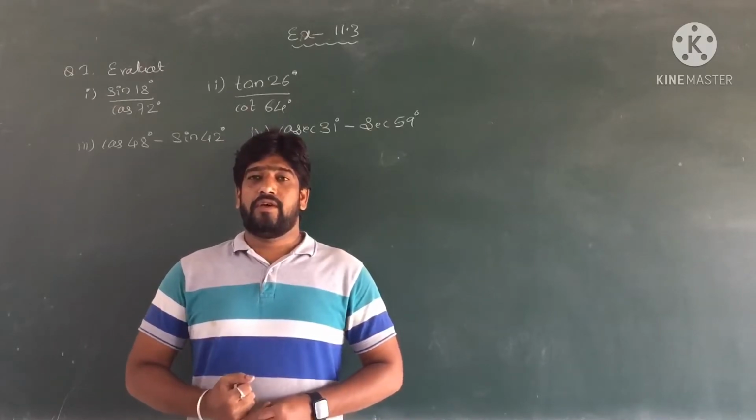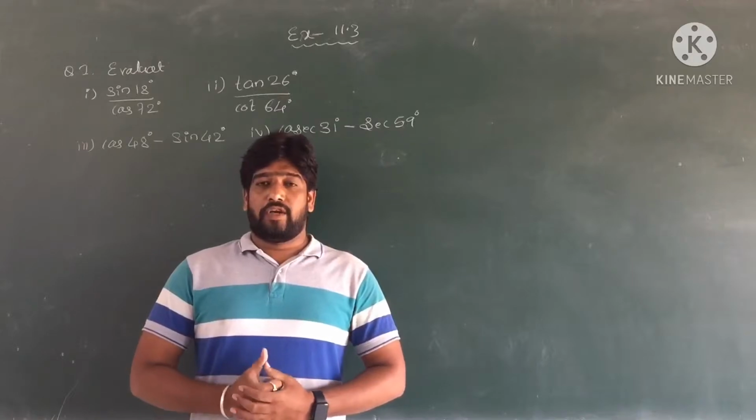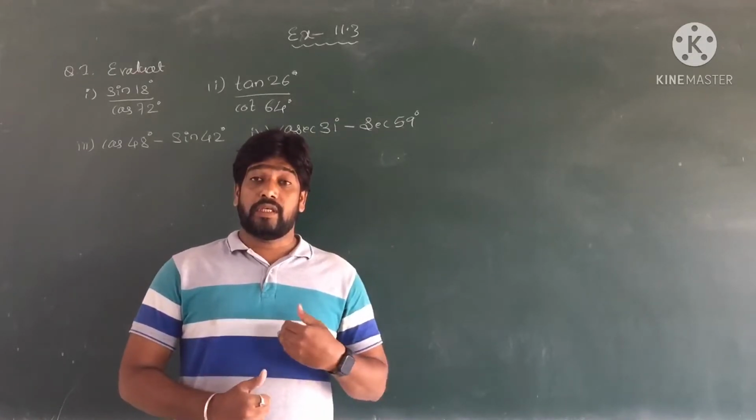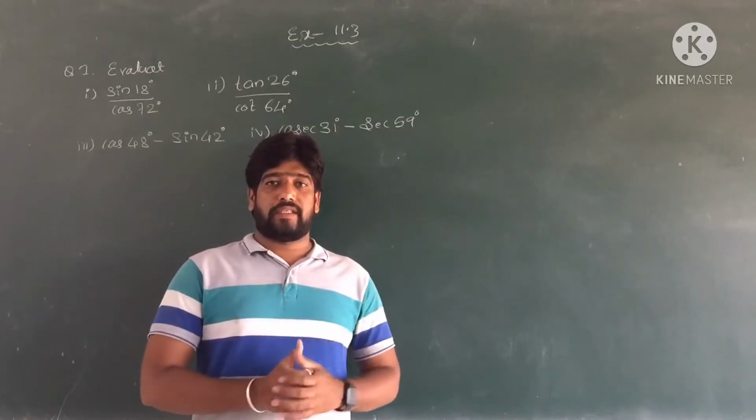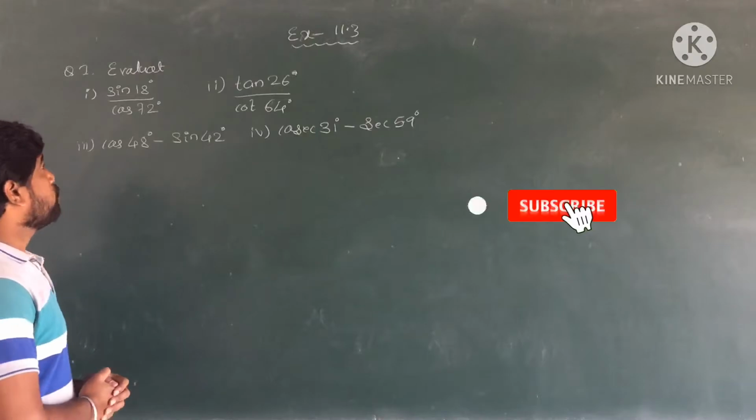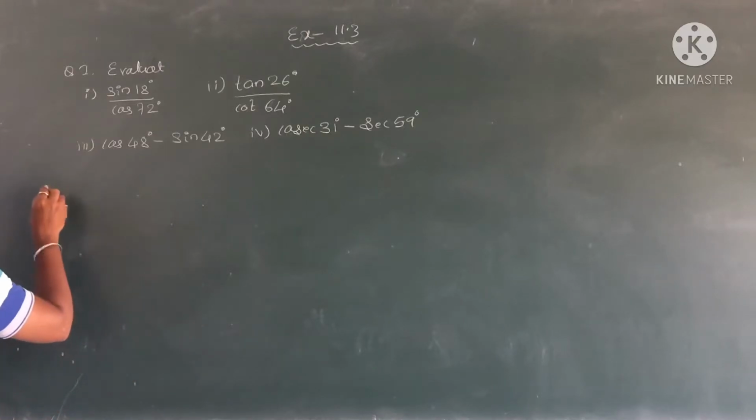Hi, welcome my students. We are discussing trigonometry. In a previous class, we discussed trigonometric ratios of complementary angles. So today's session, I am going to discuss, on the basis of that, the next exercise, that is exercise 8.3. So first question, evaluate the first one: sin 18 divided by cos 72.